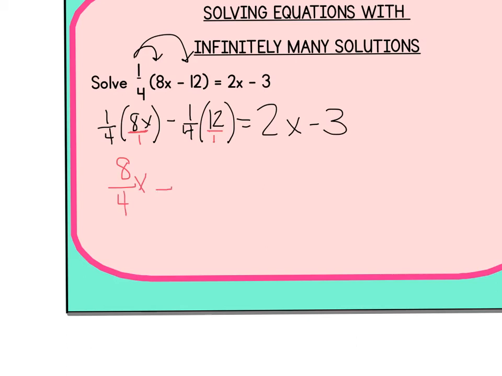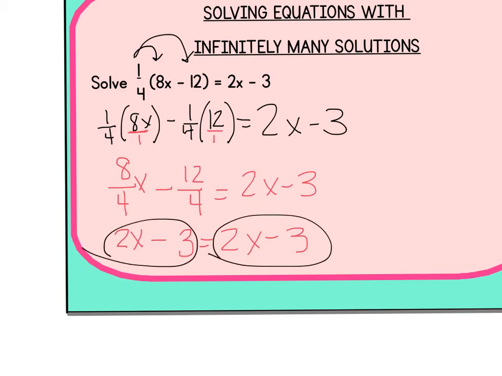Minus top times top gives us 12. Bottom times bottom gives us 4. We can reduce these fractions. 8 over 4 is 2x. Minus 12 over 4 is 3. And you'll notice again, the left side is exactly the same as the right-hand side, and when they're always the same, you're going to have an infinite number of solutions. So we've got infinitely many solutions.